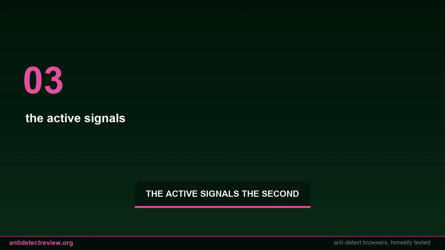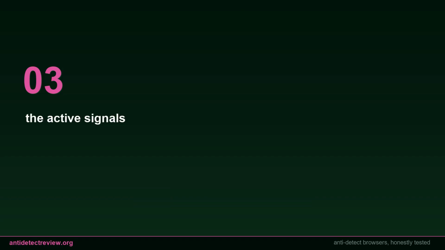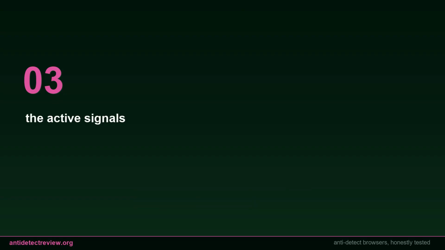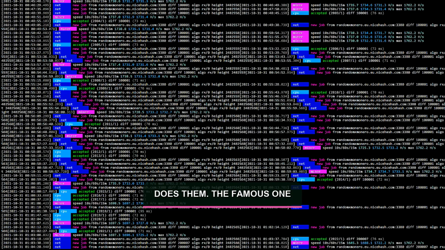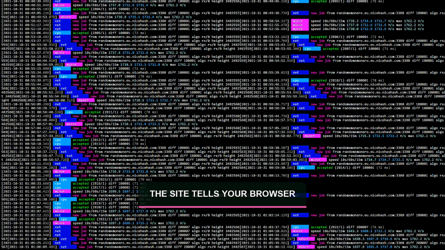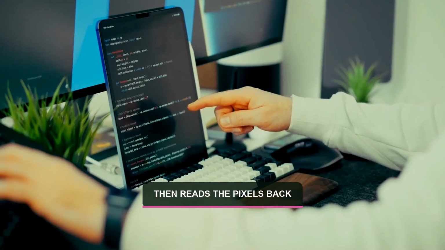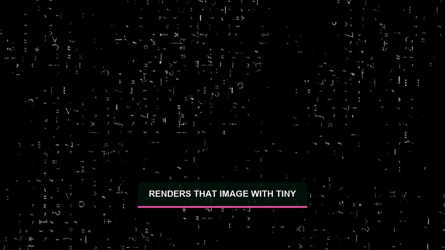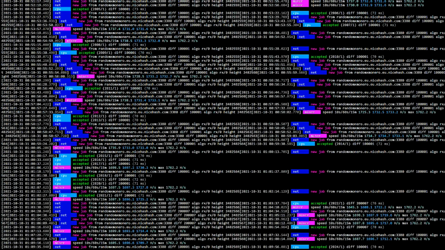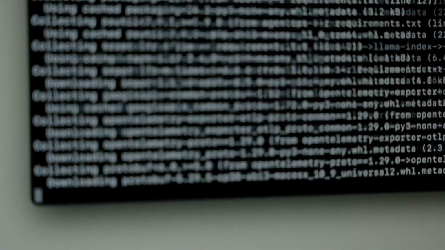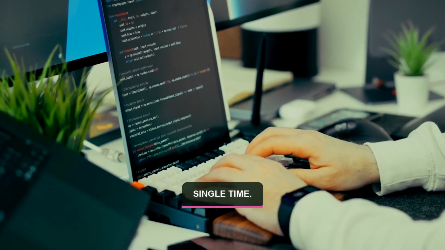The active signals, the second family, is active. This is where a script runs inside your browser and asks it to do small jobs, then measures exactly how it does them. The famous one is Canvas. The site tells your browser to draw some text and shapes onto a hidden canvas element, then reads the pixels back out. Your specific mix of GPU, graphics driver, and operating system renders that image with tiny differences, sub-pixel stuff no human would ever notice, and those differences are stable. Same machine, same drawing, same result, every single time. Hash that image and you have a sticky little ID.